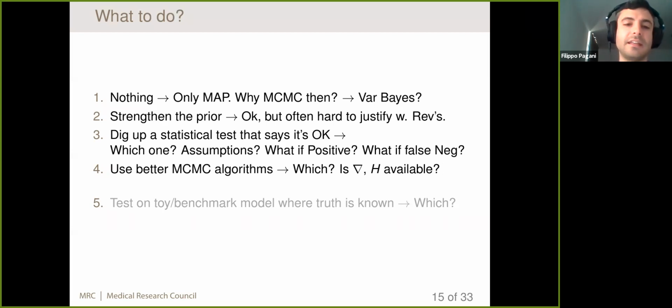Another thing you can do, and you should do, in fact, if you can, is use better MCMC algorithms, smarter ones, usually those that are appropriate for your kind of model. But then again, which algorithm are you going to use? What quantities do you have available to make available to the algorithm to run, right?